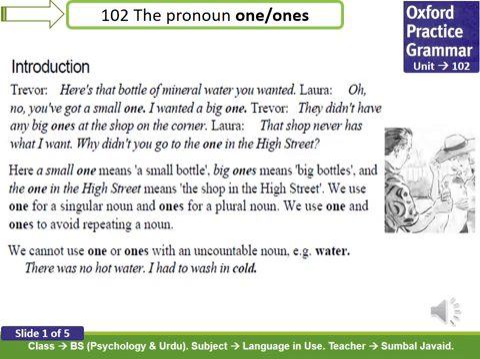I wanted a big one. Again, I wanted a big one. Here, one is showing again the bottle of mineral water. So, as all of you know, what is meant by pronoun? A pronoun is a word which replaces the main noun. So here one is replacing the main noun, that is the bottle of mineral water. Instead of using the words the bottle of mineral water time and again, we are using one.